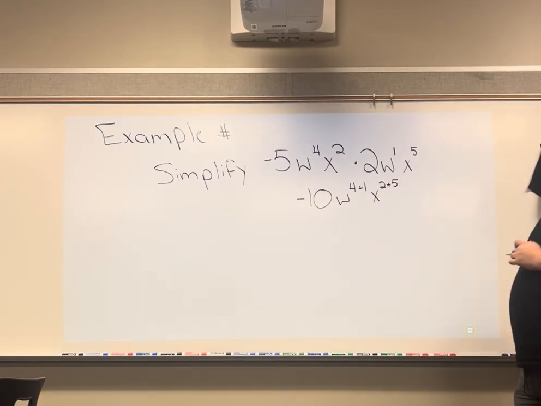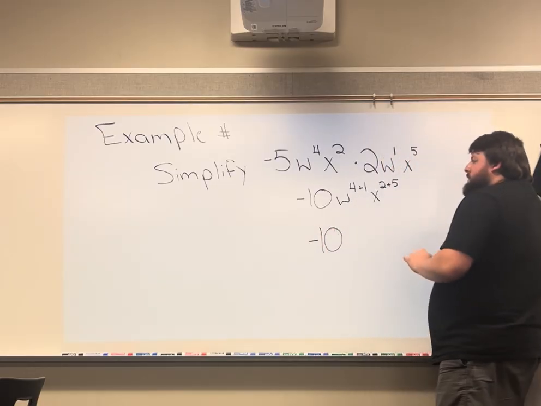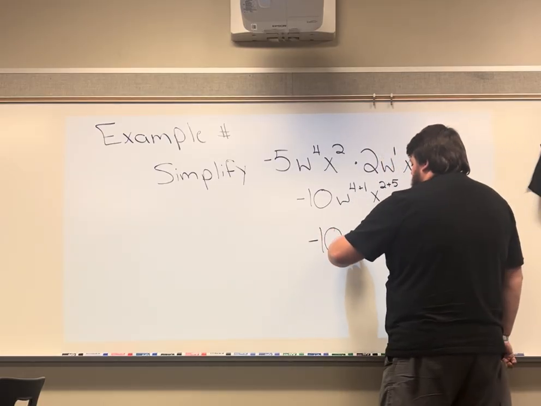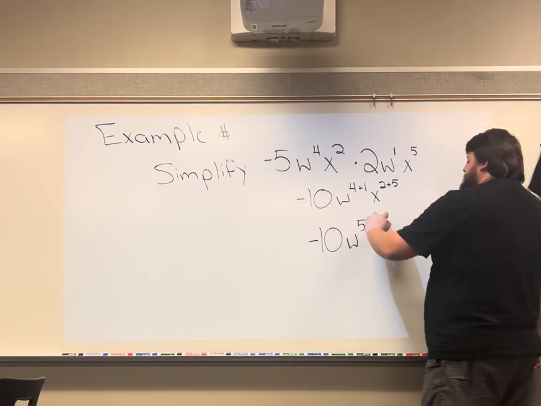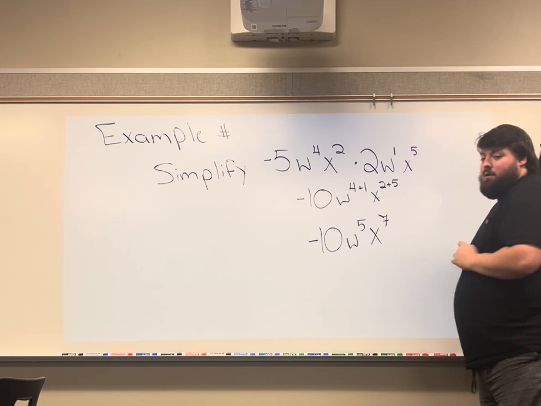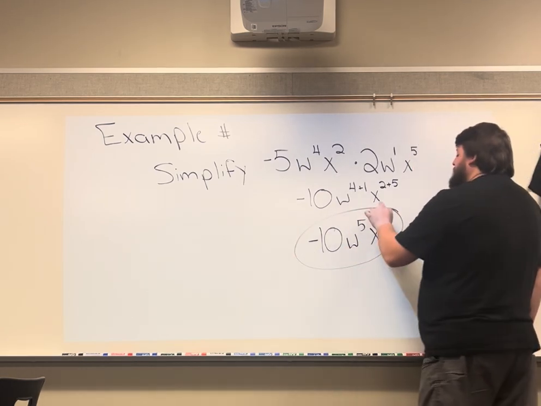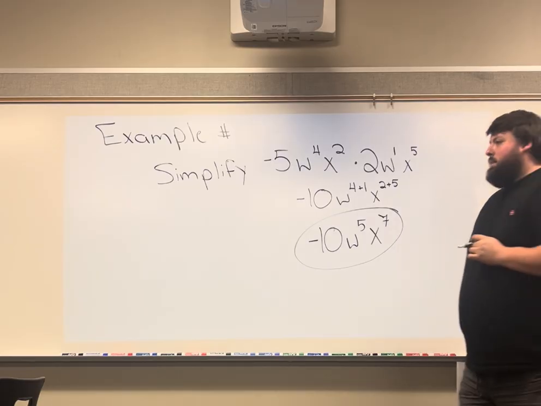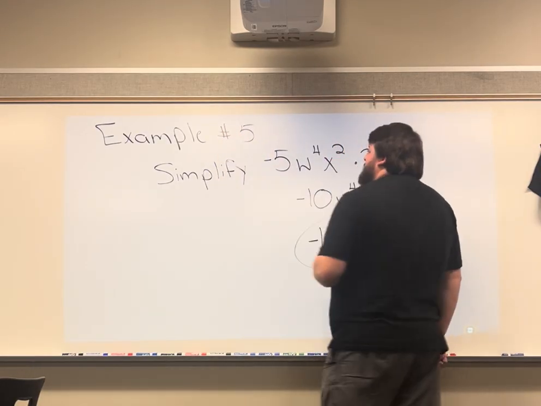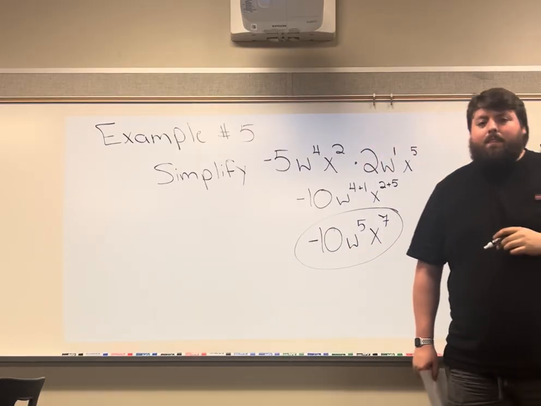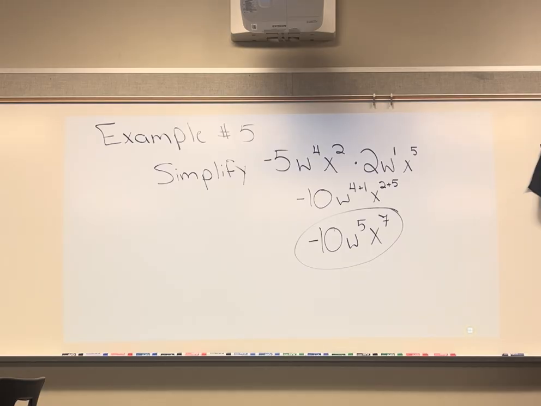Alright? So negative 5 times 2 gives me negative 10. We already had that. w to the 4 plus 1 gives me w to the 5th. x to the 2 plus 5 gives me x to the 7th. So I have negative 10 w to the 5th x to the 7th. All right, and that was example number 5. Once again, we'll give everybody a second to get that down.